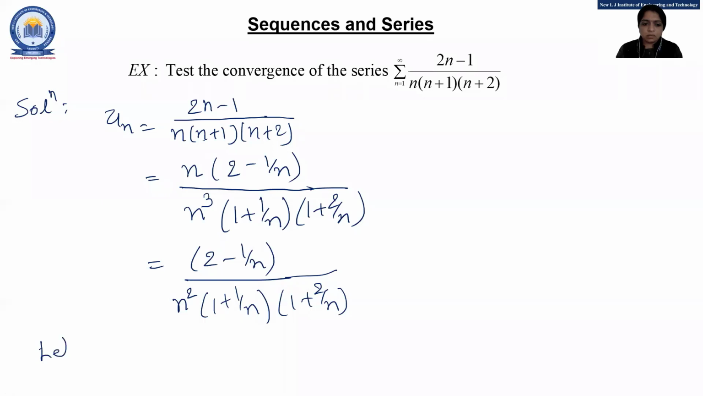Now, a very important step, so please, everyone, be serious. This is our un. Now we assume vn by ourselves, that is 1 upon n square. I assume vn as 1 by n square, and it depends on the value of un. As un has 1 upon n square, I put here vn equal to 1 upon n square.